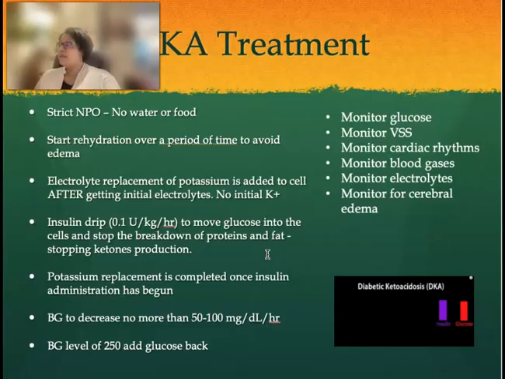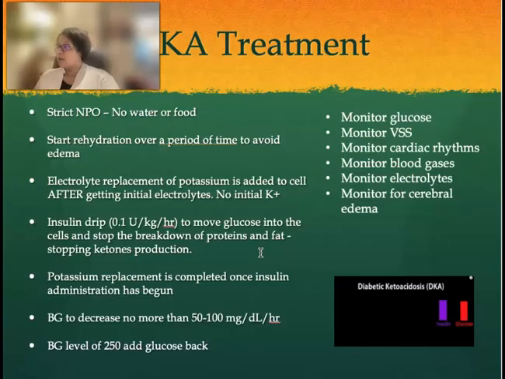Then we do not give them any initial potassium in their fluids, even though we know they actually have a pseudo hyperkalemia, because potassium has moved out of the cells into the bloodstream and tissues. Once we start insulin, the potassium moves back into the cells, and they will be massively hypokalemic. Then we are going to start to give them lots of potassium in their fluids. Potassium replacement is completed once insulin administration begins.